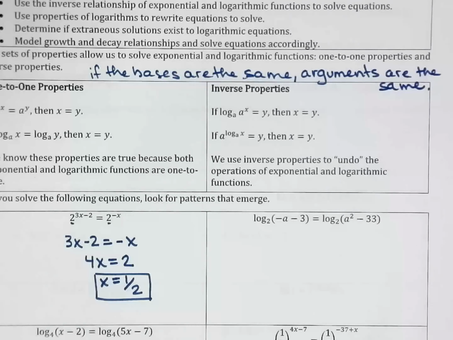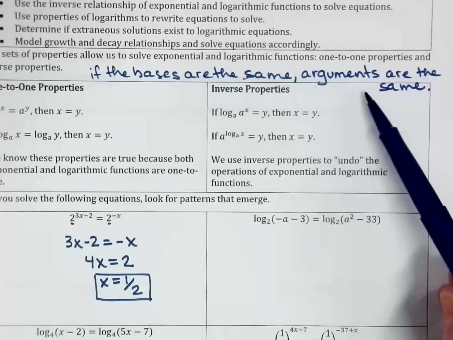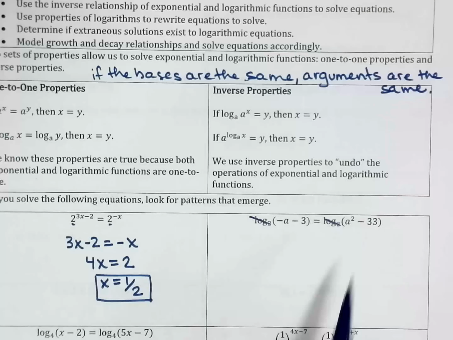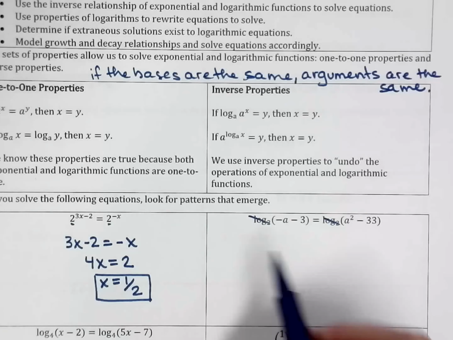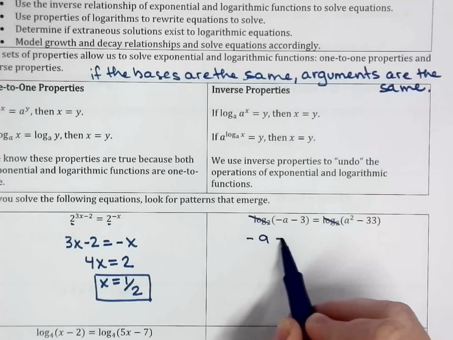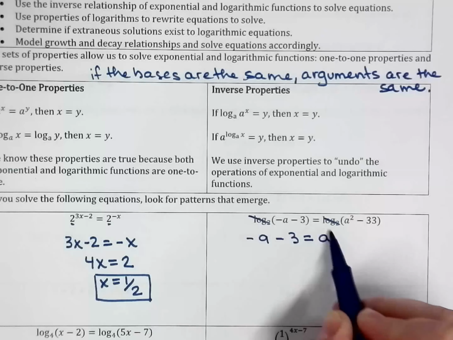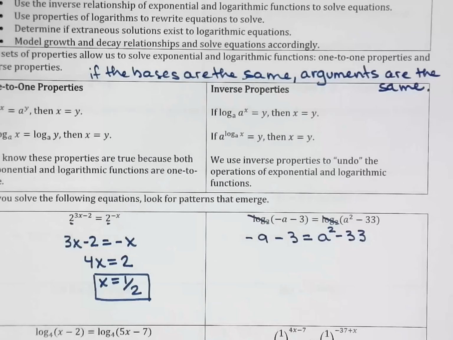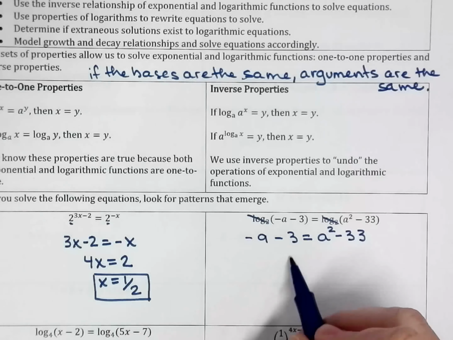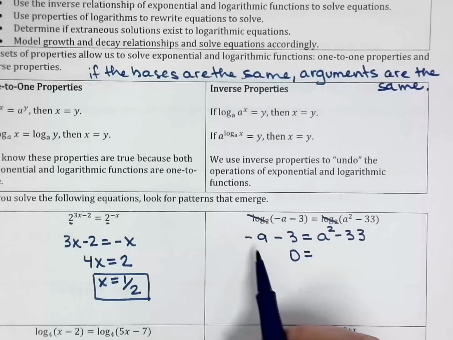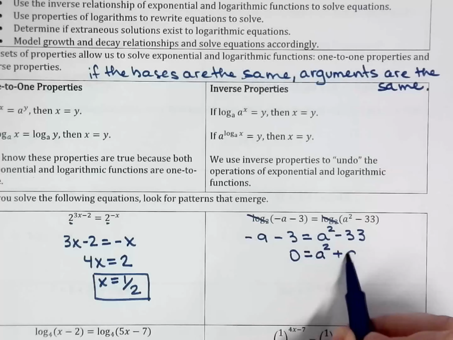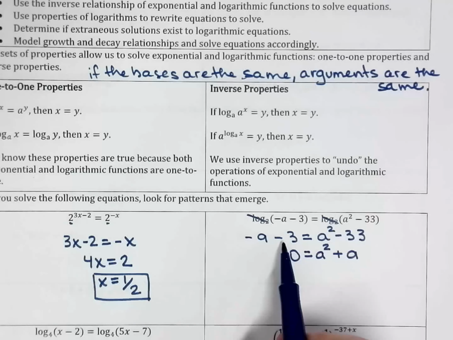Now, for the second one, the bases are the same, so I know the arguments are the same. So negative a minus 3 is a squared minus 33. Now, this is a quadratic equation. I will set it equal to 0 and solve. So I'm going to make this one 0, add a to both sides, add 3 to both sides.